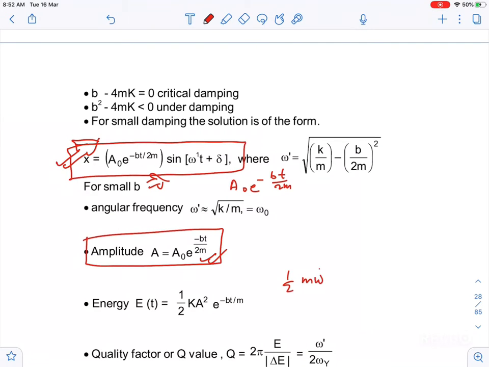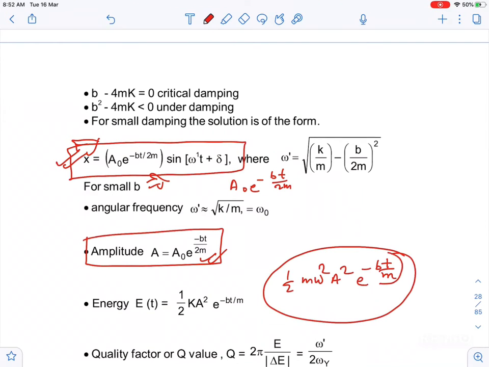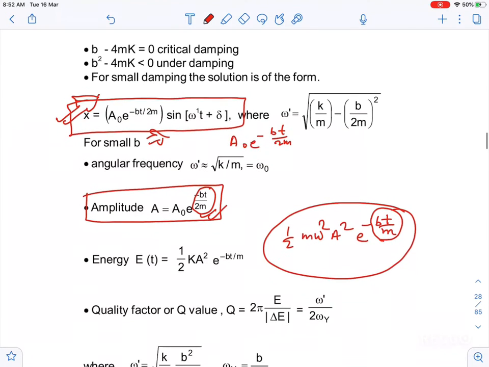And energy in damped oscillation: I know that energy is half m omega square a square always, but in damped oscillation this is exponentially decreasing, e to the power minus bt by m. So you have to keep in mind energy is proportional to e to the power minus bt by m. Keep in mind the factor of half here.